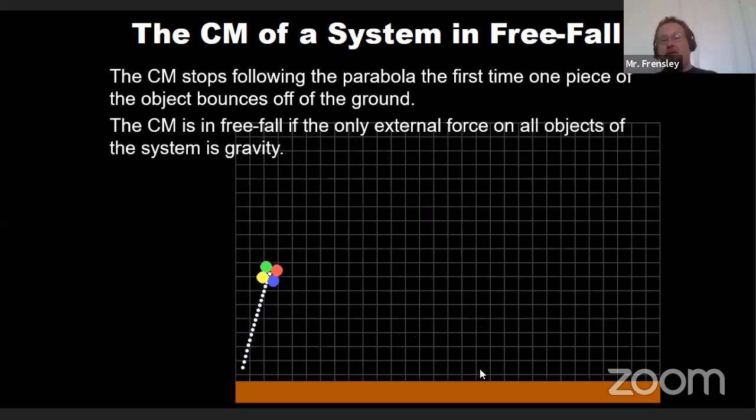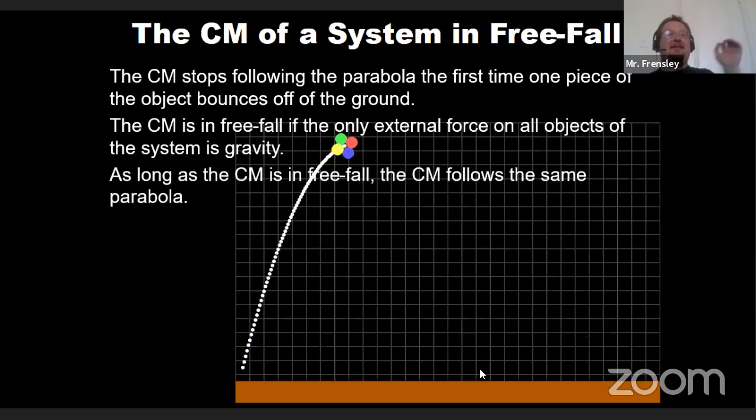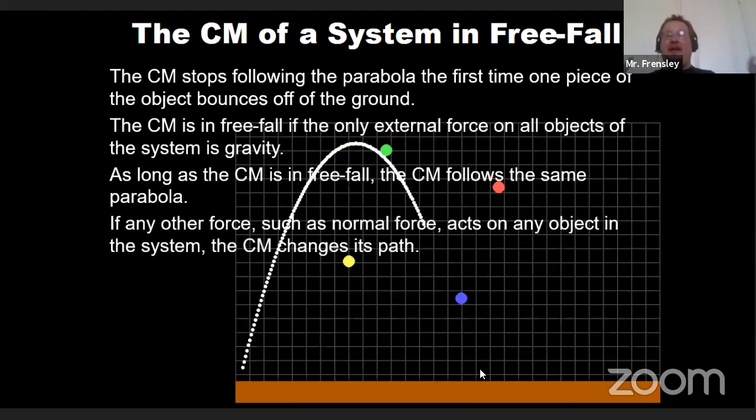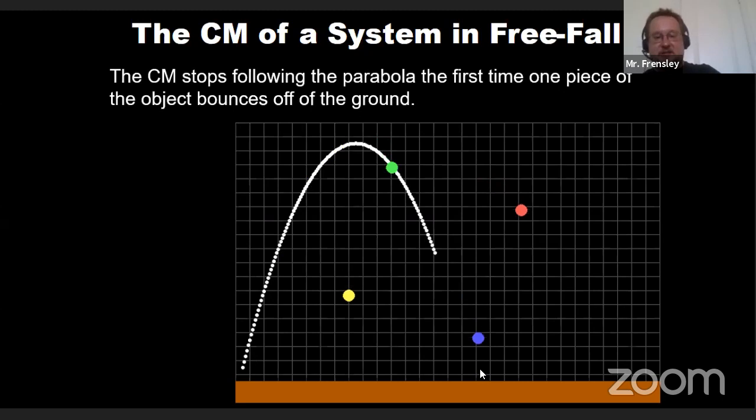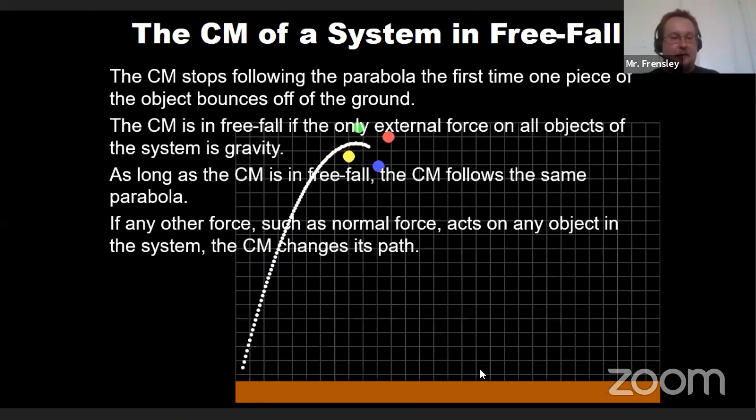The center of mass still follows that parabola until any other external force acts on any object in the system. So as long as the center of mass is in free fall and only gravity is acting on any of the objects, the center of mass follows the same parabola. But if any other force, like the normal force from the ground, acts on any object in the system, then the center of mass changes path. So you'll notice that the center of mass changes its path again. Every time one of the objects touches the ground, the center of mass changes to a new parabola, right?